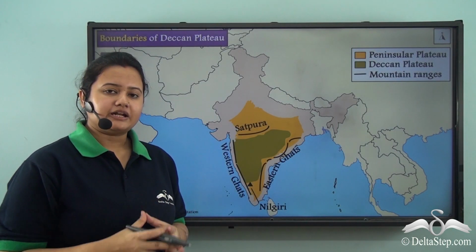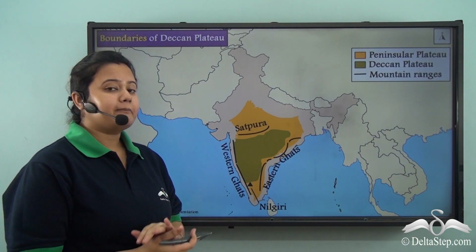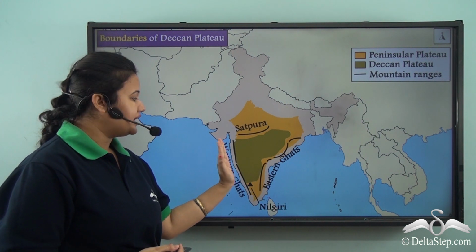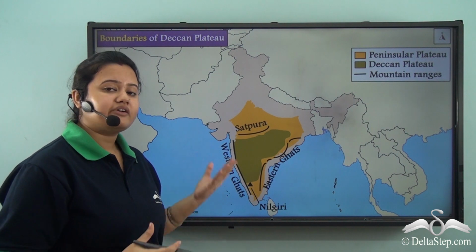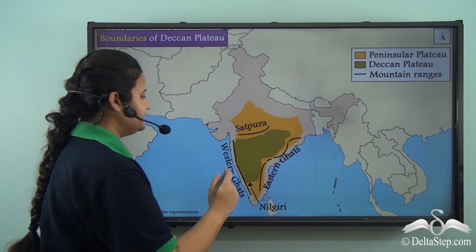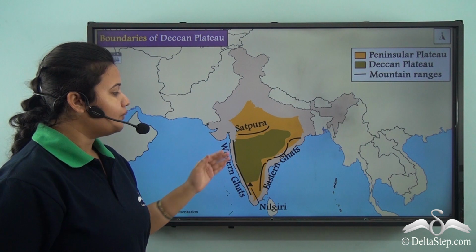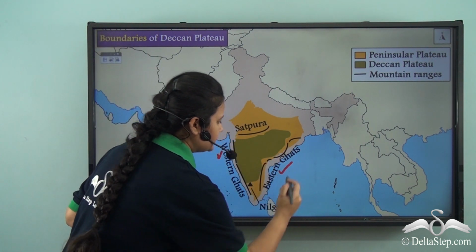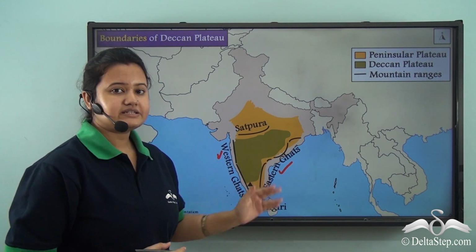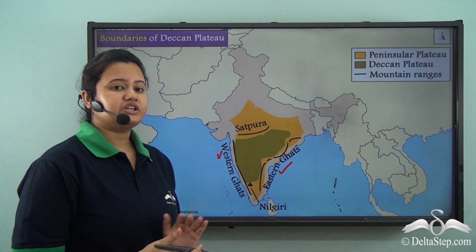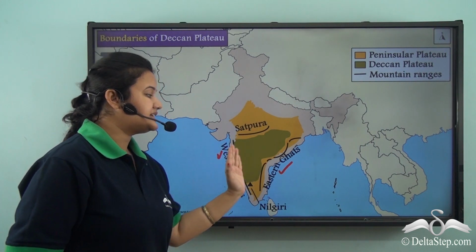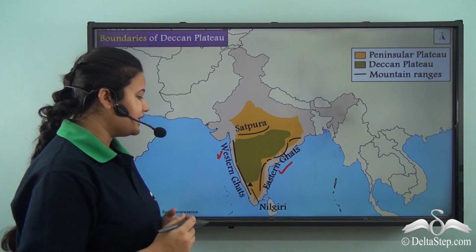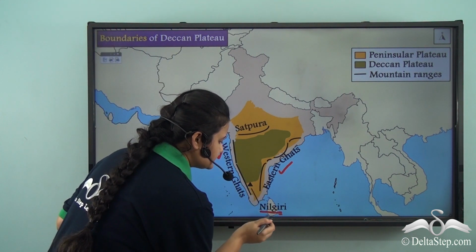Now, Deccan Plateau is bounded by several mountain ranges. The western edge of Deccan Plateau rises sharply from the surrounding area and it is known as Western Ghats, while the eastern boundary of Deccan Plateau is known as Eastern Ghats. So Western Ghats and Eastern Ghats form two boundaries of Deccan Plateau to the west and east respectively. And these two mountain ranges meet at Nilgiri Hills.